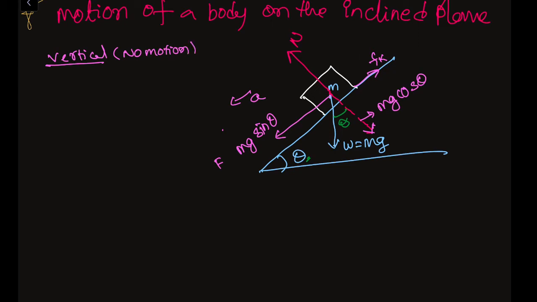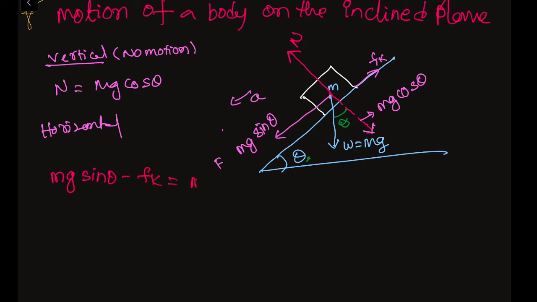At the equilibrium condition, N is equal to mg cos theta. Now along the incline, the body tends to move downward, which means we have mg sin theta minus fk is equal to mass of the body into acceleration. According to Newton's second law, the sum of all forces along the x-axis is equal to mass of the body into acceleration along x.